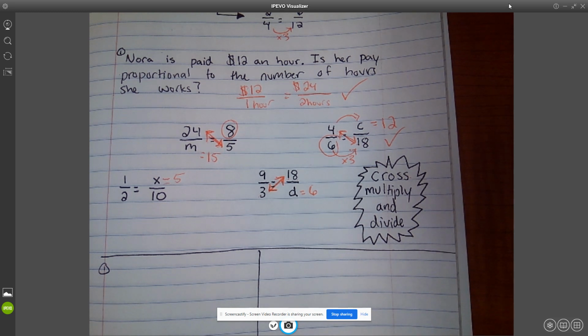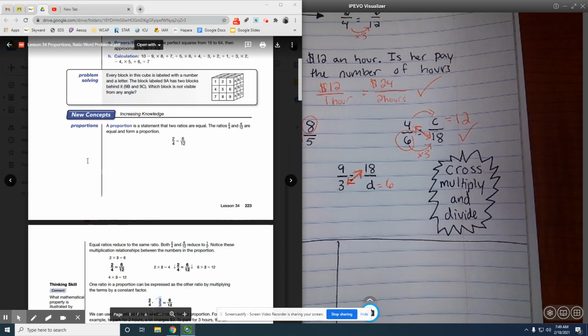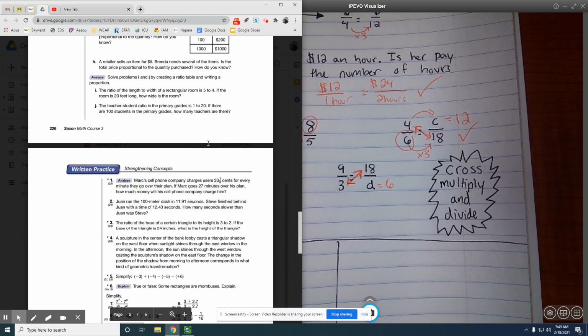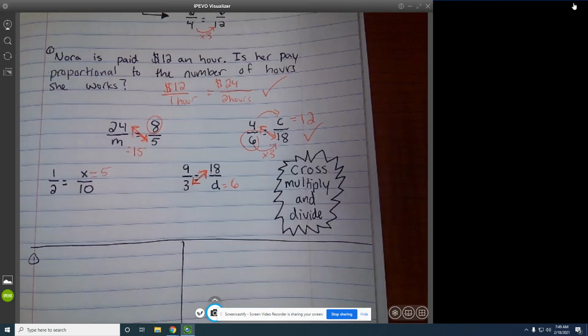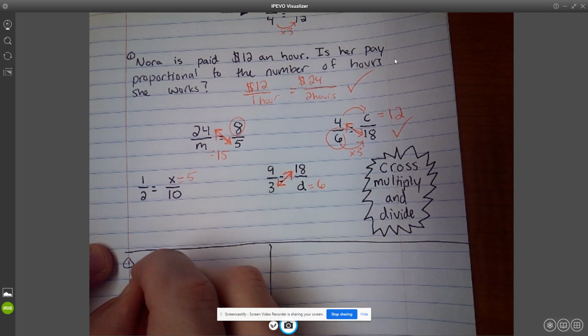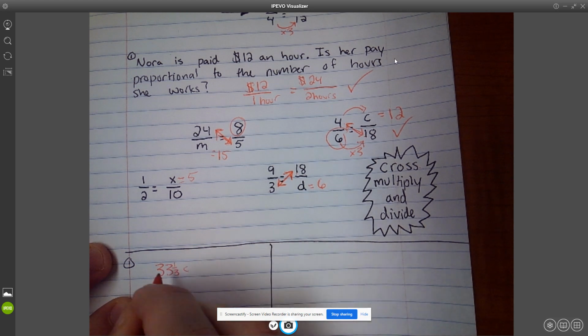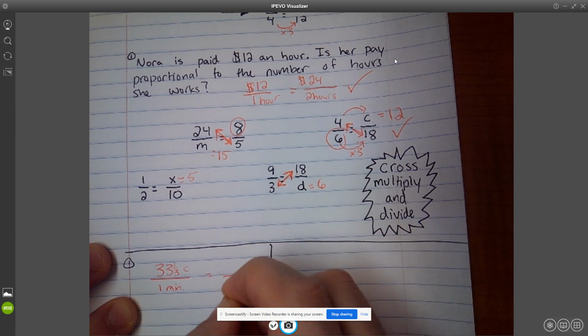Let's take a look at that first problem today. It says Mark's cell phone company charges users 33 1/3 cents for every minute they go over the plan. If he goes over 27 minutes, how much money will they charge him? Okay, cool. So 33 1/3 cents for 1 minute. And we want to figure out what 27 minutes is.